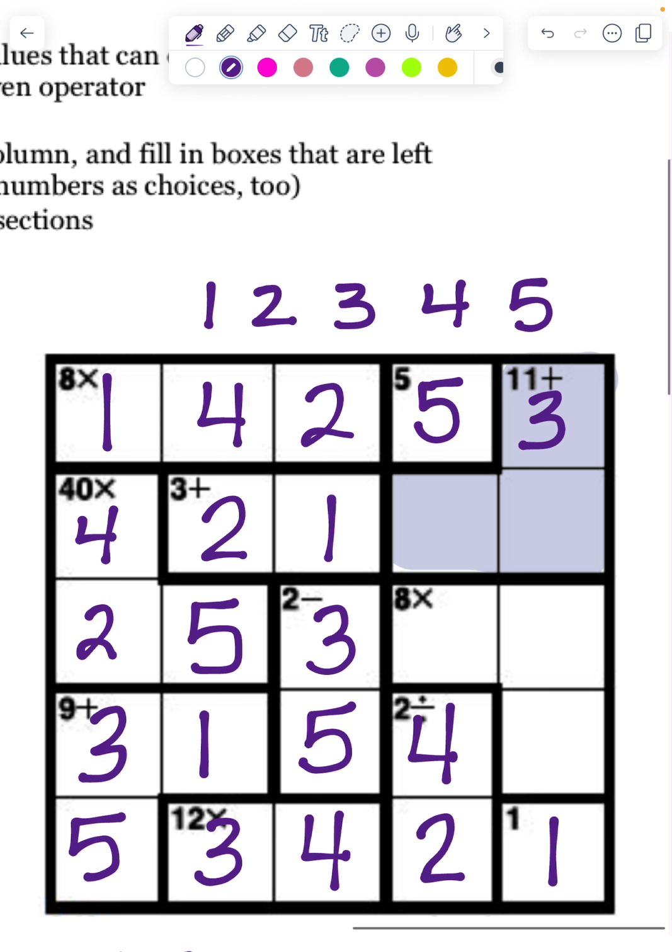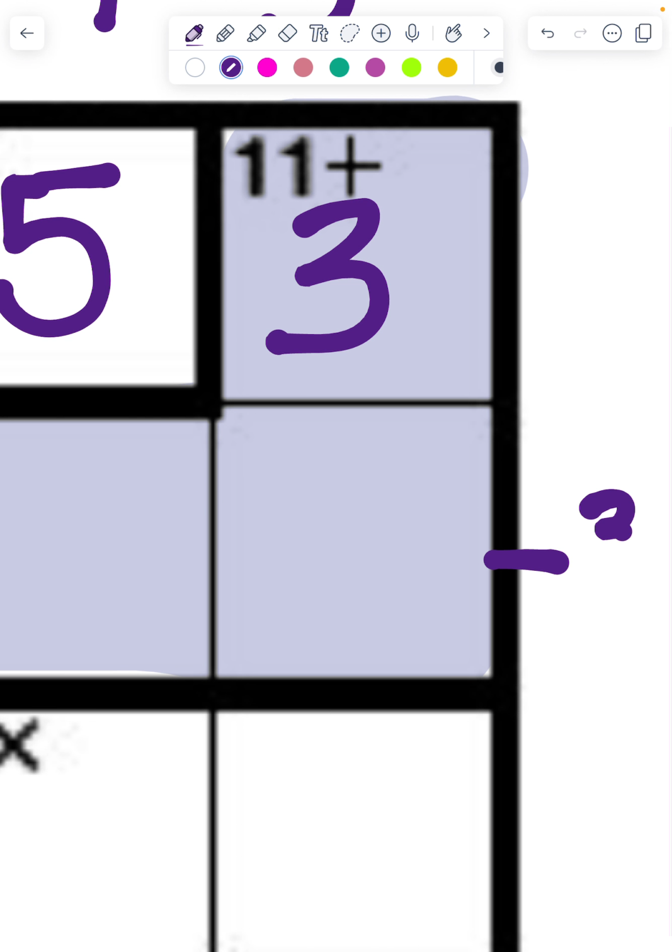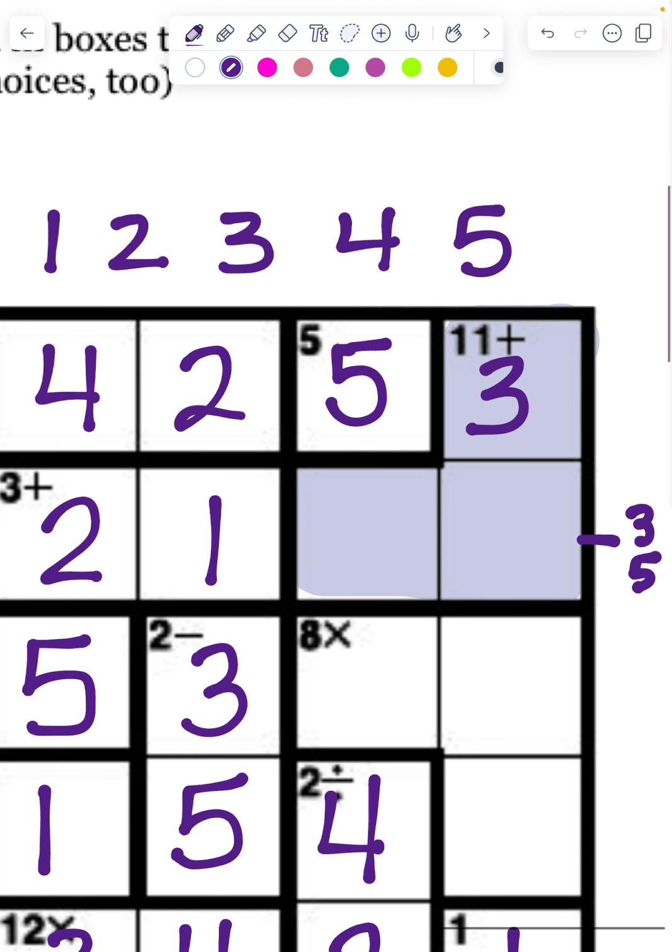And then let's take a look at that row. That row is missing a 3 and a 5. Well, that's good because the 3 and the 5 do add to 8. So that checks out. If they didn't, we'd be in trouble.